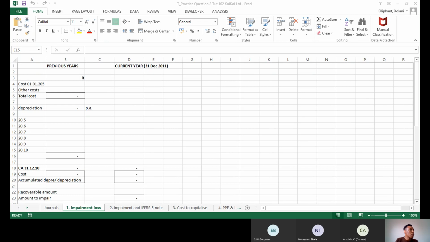Okay. So the background is you've got a 31st year end. The company is Koiko Limited, and they manufacture batteries for motor vehicles. Now, on the 1st of January 2005, they bought a patent for 2.8 million. So we know that the cost was 2.8 million. Because we've now read this scenario, we understand what's happening.